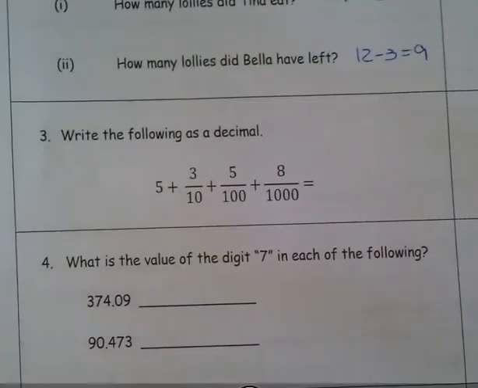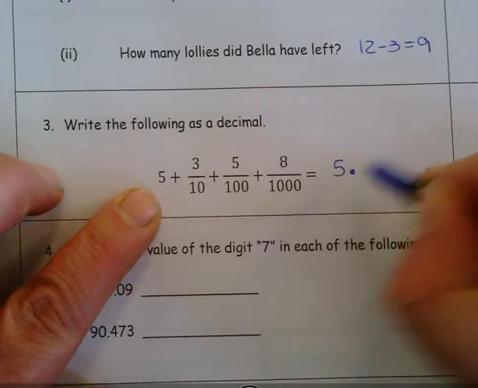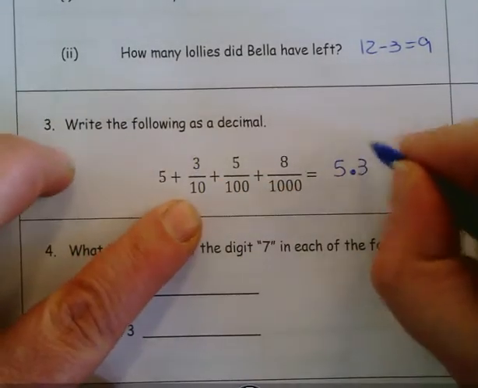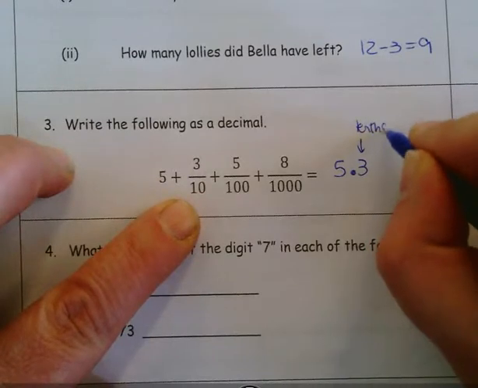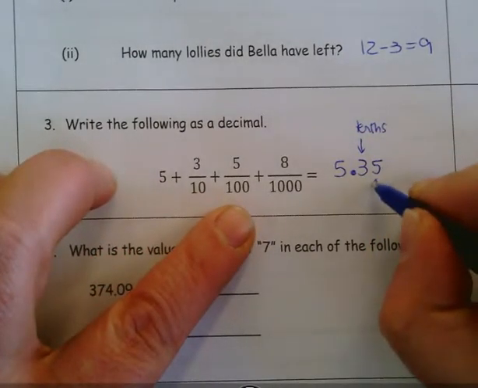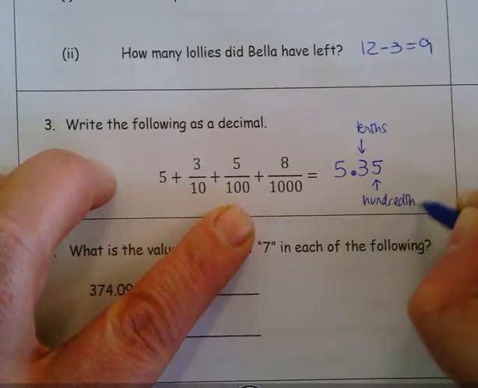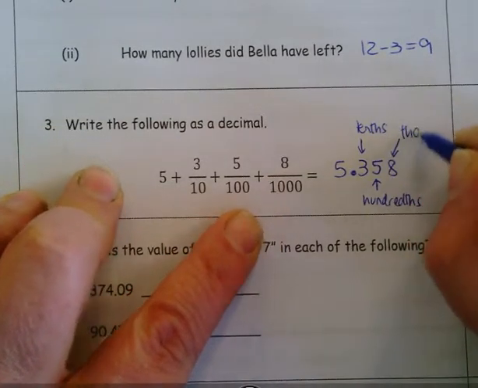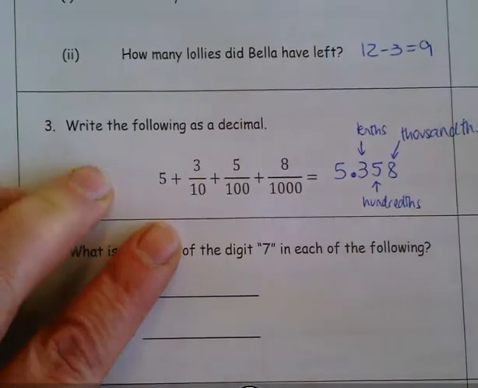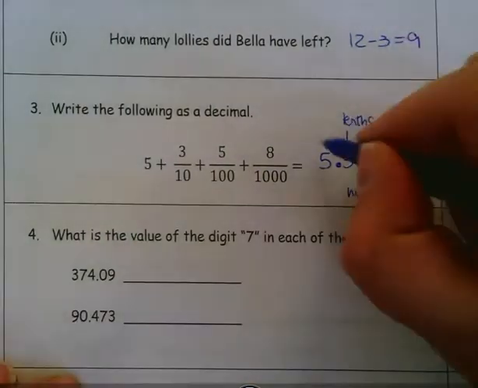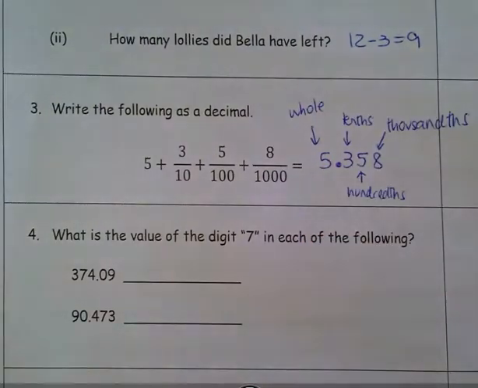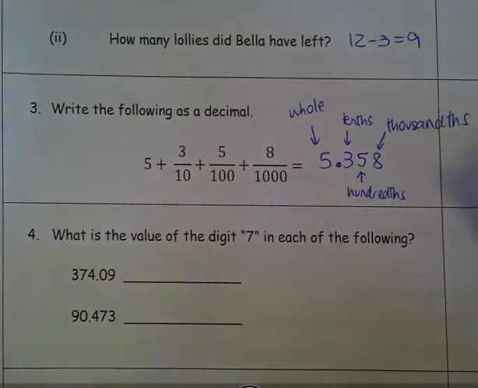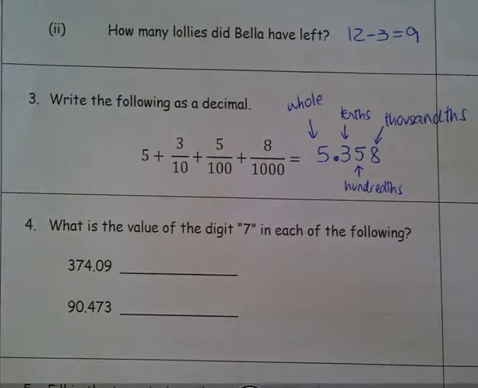Write the following as a decimal. We've got 5 whole numbers, and then we have 3 in the tenths column. You know, the first digit after the decimal point is the tenths. Then we've got 5 in the hundredths column, and then we've got 8 in the thousandths column. Remember, your whole numbers are before the decimal point, and your fractional parts are after the decimal point. So with a decimal, you've got the whole number part in front of the decimal point, and then the fractional parts, and it goes tenths, hundredths, thousandths.